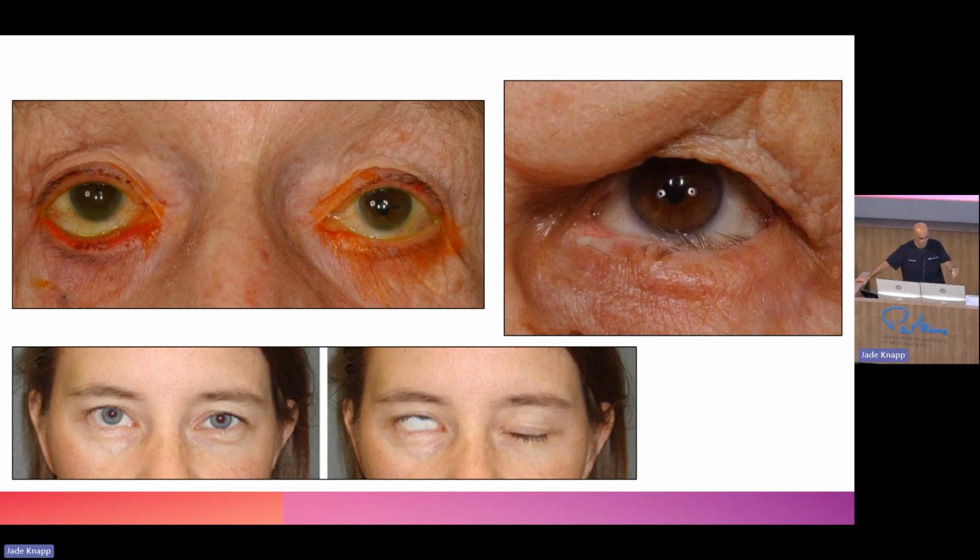What's the obvious abnormality? She can't close her right eye, right? The top right eyelid isn't coming down. So she's got incomplete closure of the right upper lid. What causes that? Seventh nerve palsy, because we talked about anatomy, right? Seventh nerve closes the lid.